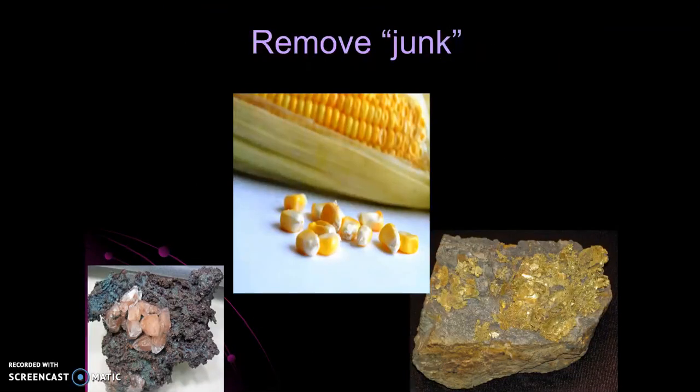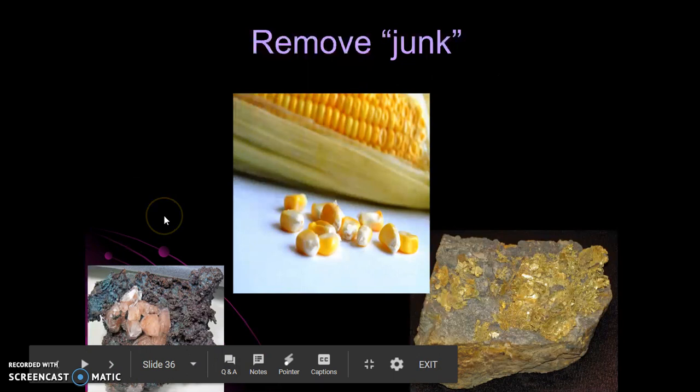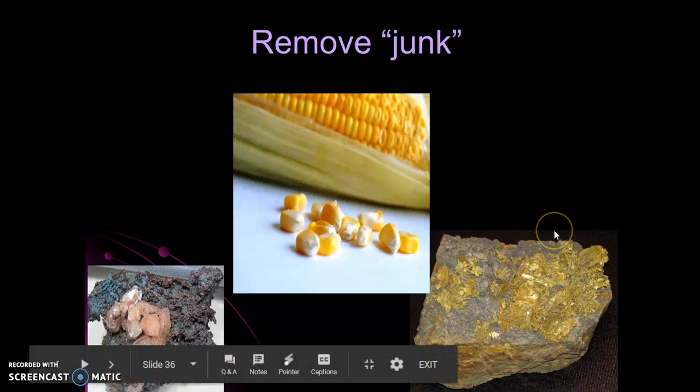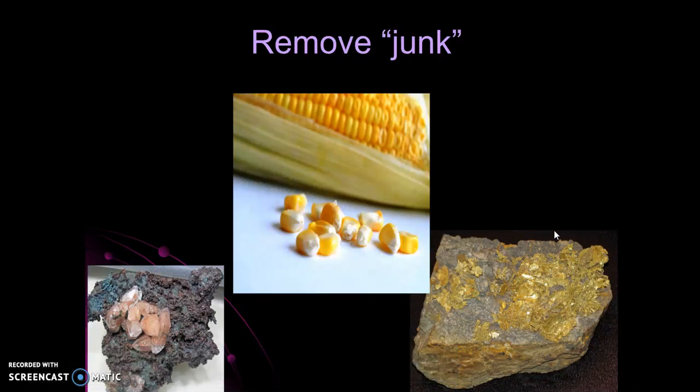So here are some examples. We talked about this in class. This bottom left is copper, and bottom right is gold. Whenever you mine and pull anything up out of the earth, you can see here the gold is yellow. The copper over here is this brownish reddish color. And when you pull it up out of the earth, the rest of all of this is what we refer to as junk. And so whenever you mine that up out of the earth, you have the option.